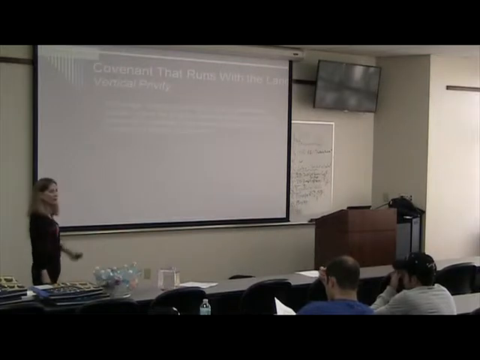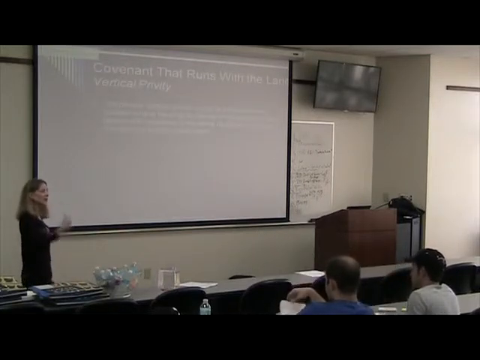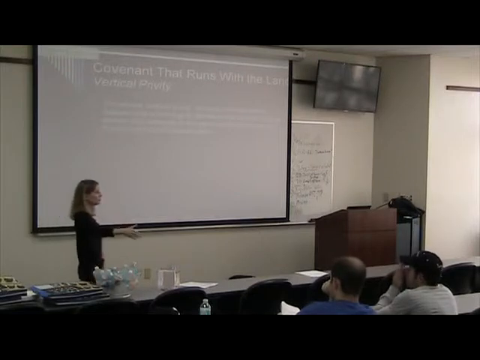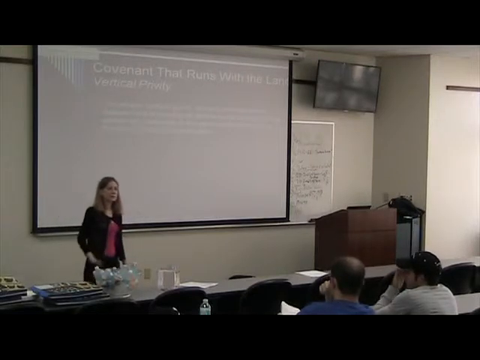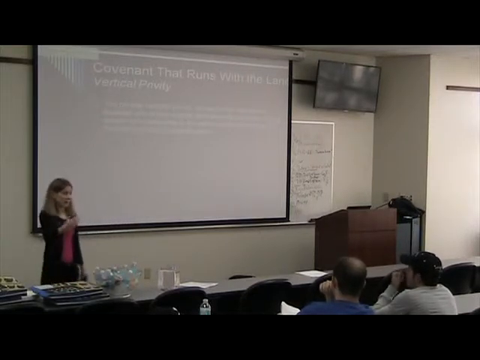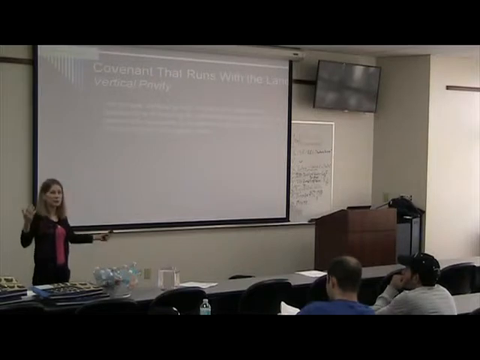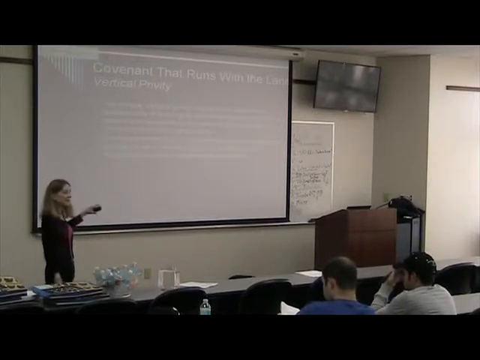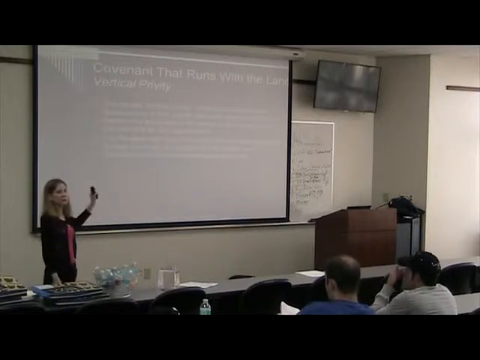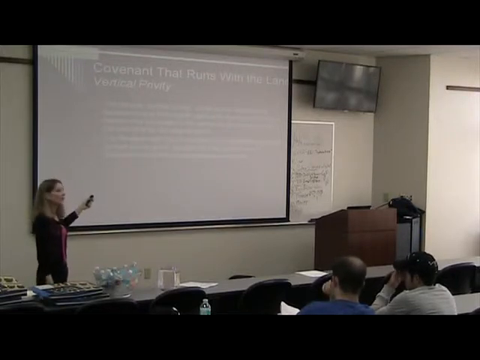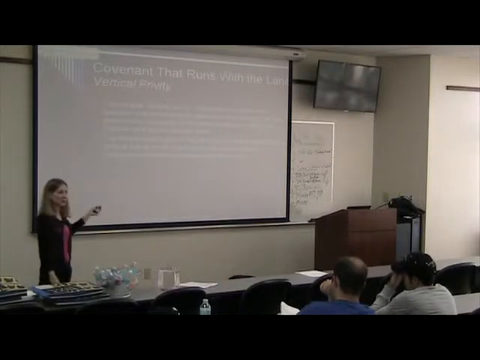Next is vertical privity. So we need privity between the original covenantor or covenantee and an assignee. Our assignee in this case is the daughter. Was she in vertical privity with her father? Sure she was, because she inherited his property. So if we need vertical privity, in some jurisdictions you don't need it, but if you need it, it's present in this case.